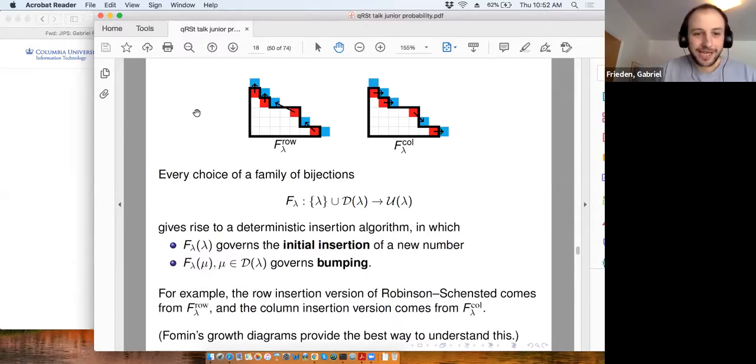Right, so what's kind of cool is that every choice of a family of bijections like this for all partitions lambda gives rise to a deterministic insertion algorithm for inserting a permutation into a pair of tableaux. And the idea is that f lambda of lambda, the box that doesn't have anything pointing to it, is what you do if you're trying to insert a new number. And then these arrows tell you what to do if something gets bumped. So if I tried to insert a new number and there was something bigger there that had to get bumped, these arrows would tell me where I should move it to.